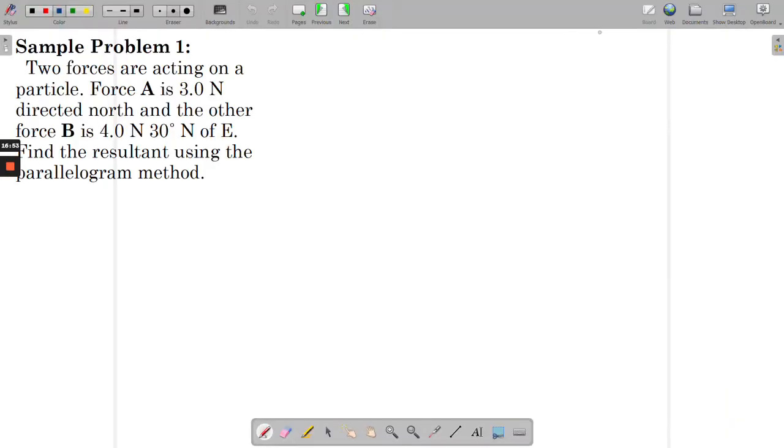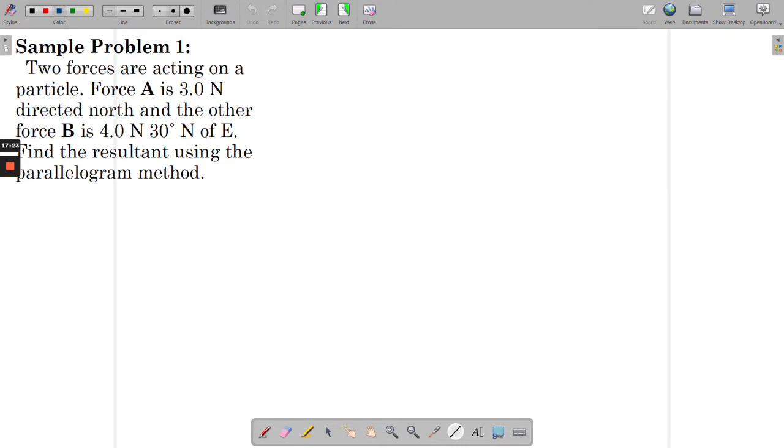So let's go and try sample problem number 1 for our vector addition. Two forces are acting on a particle. Remember, force is a vector quantity. It has a magnitude and direction. So force A is 3 newtons directed north, and the other force is B, 4 newtons, 30 degrees north of east. Find the resultant using the parallelogram method.